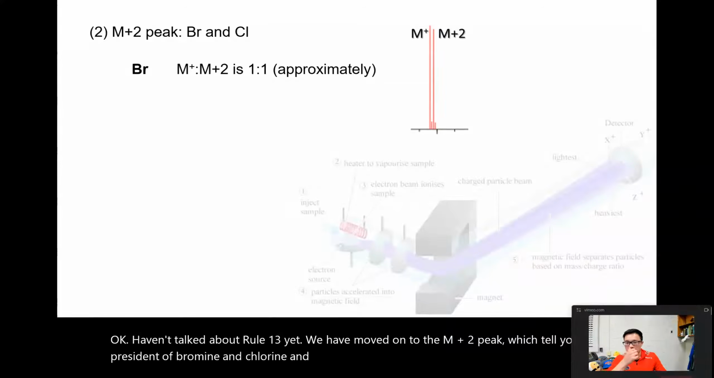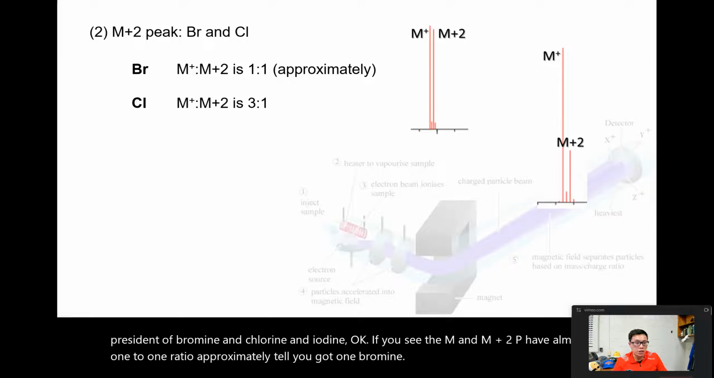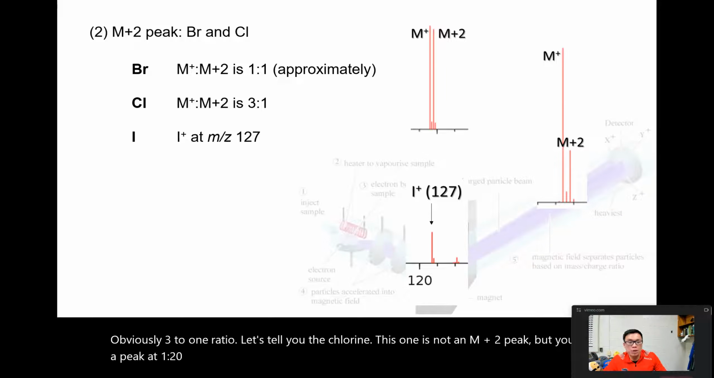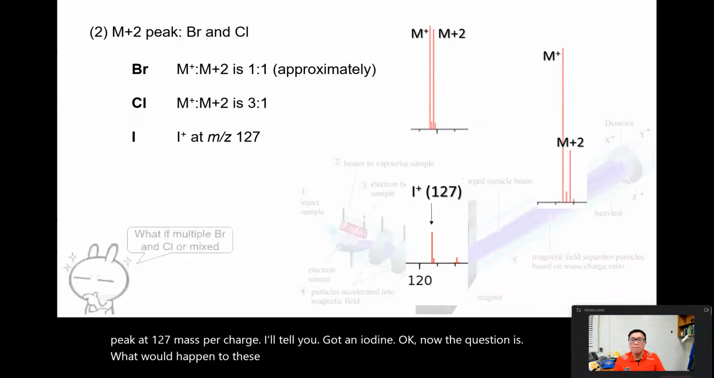Okay, if you see the M and M+2 peak have almost 1-to-1 ratio, approximately, it tells you there's one bromine. If you see 3-to-1 ratio, that tells you chlorine. This one is not an M+2 peak, but if you see a peak at 127 mass per charge, that tells you there's an iodine. Now the question is, what would happen to these peaks when there are multiple bromine and chlorine all in the mix?